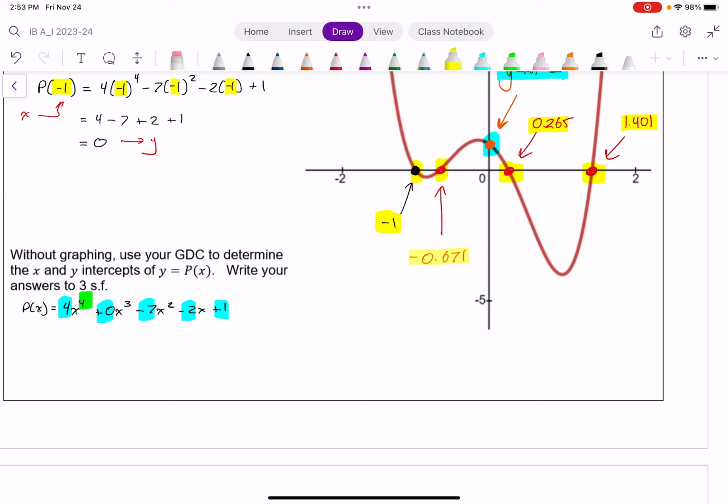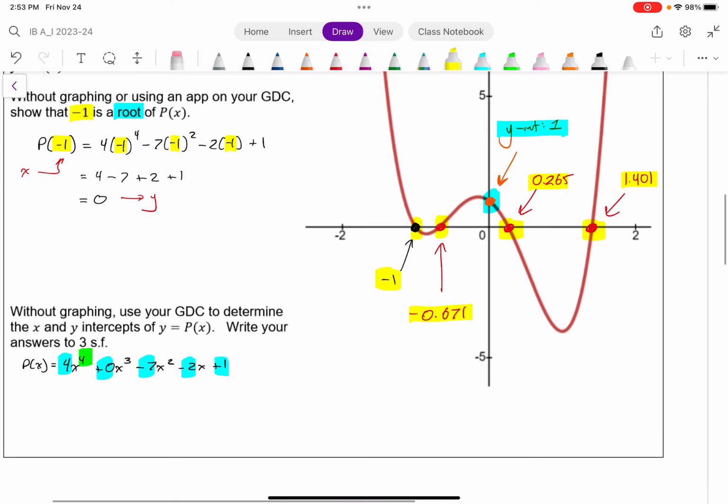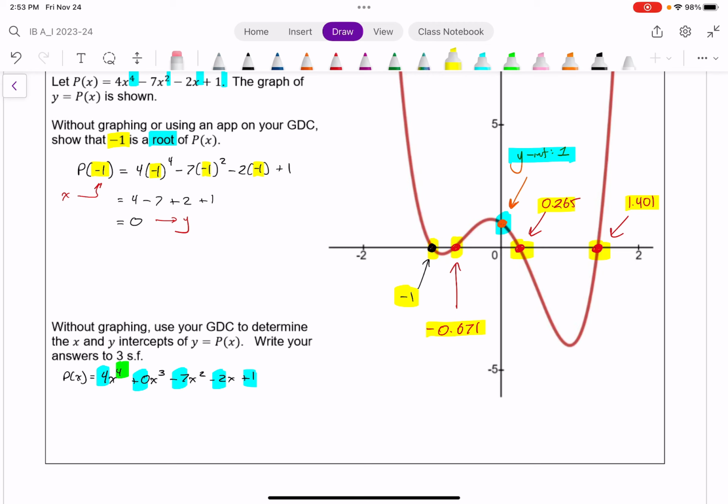And so the key is just being very familiar with your particular GDC. With a little bit of practice, it's very, very quick. But again, your job is to be familiar with your own. And so ideally, we can take any polynomial of any reasonable degree and find x-intercepts really quickly using that.